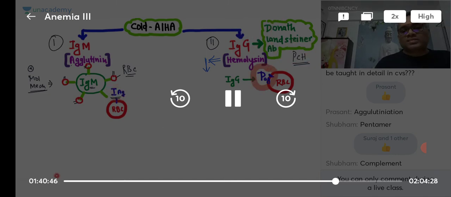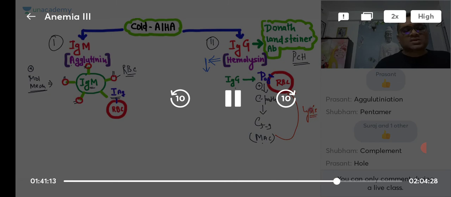So what is the difference? When this IgG is formed against P antigen, it will activate the complement pathway. Complement pathway activation will form the membrane attack complex. Right? And what is it going to do? The membrane attack complex is going to cause lysis of this RBC. So can you notice? Lysis. The name is lysin. Lysis, lysin.